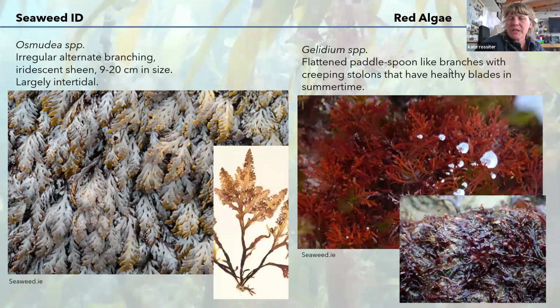This could potentially be confused with Gelidium. This is a flattened, paddle, spoon-like branching species, and it also has some creeping stolons. It might be a pseudoperennial, and what that means is some algae are annuals and some are perennial. A pseudoperennial would just keep its holdfast year after year after year and only grow blades out seasonally, so when there's more light availability in the subtidal environment, potentially.